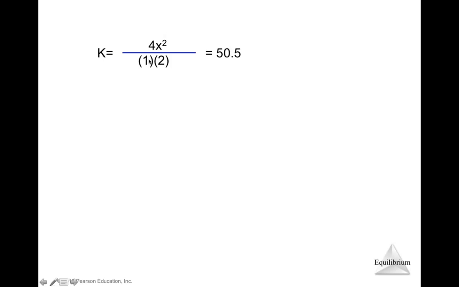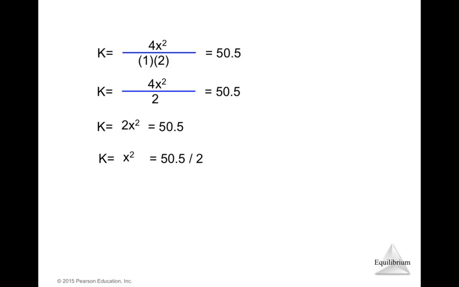Here, we just eliminate the x in the denominator, okay? And now 1 times 2 is going to be 2. And from here, we can divide 4 divided by 2. So 4 divided by 2 is equal to 2. So that's why the equilibrium constant will be equal to 2x squared. That is equal to 50.5. Now we can divide both sides by 2, so we can have the x squared alone. And then to this value of 25.3, we can take the square root, and that will be the x, 5.02.